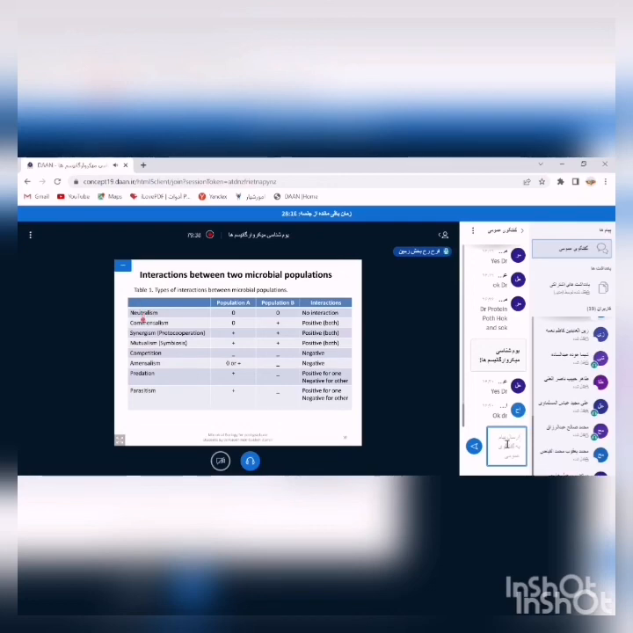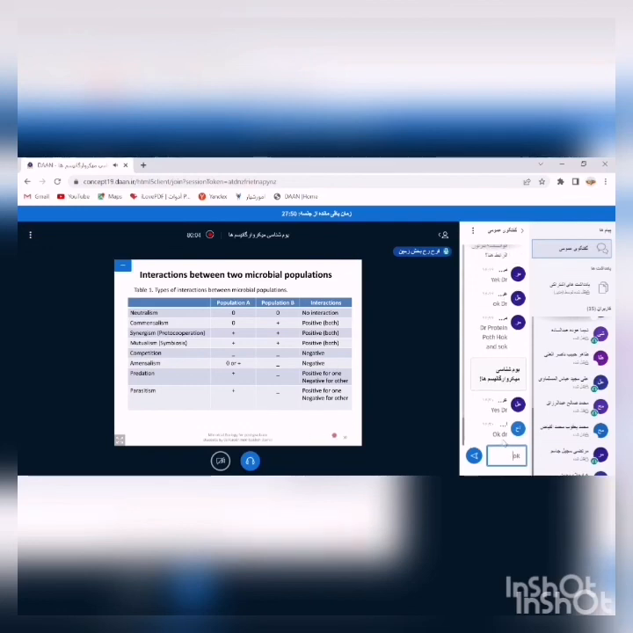But next week we have neutralism, commensalism, synergism, mutualism, competition, amensalism, predation, parasitism. So the interactions between two different populations are more complex, different things which we want to discuss next week. So please tell me, we are on page 10. Please next week remind me to start from this page.